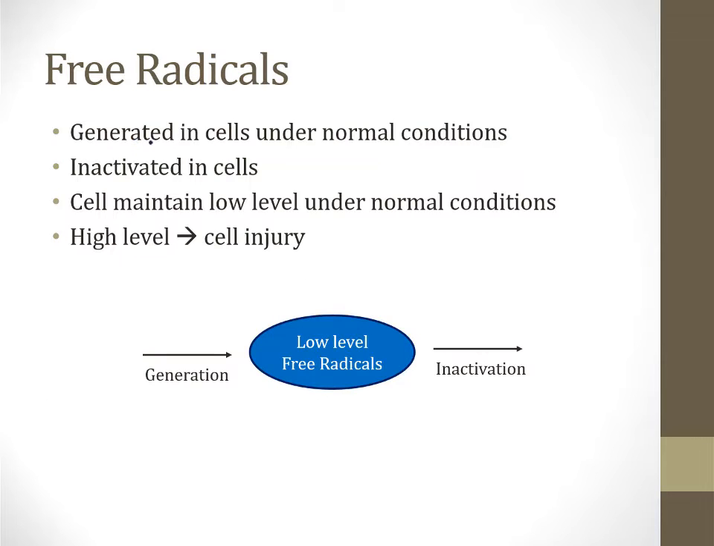Normal healthy cells in our body generate free radicals even under normal conditions. However, those free radicals are inactivated, and the result is that the cell maintains a relatively low level of free radicals under normal conditions. There's some generation, there's some inactivation, and at any point in time only a small amount of free radicals is present inside the cell.